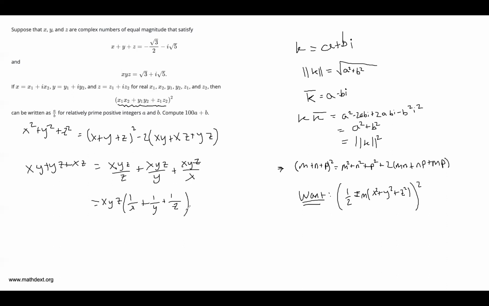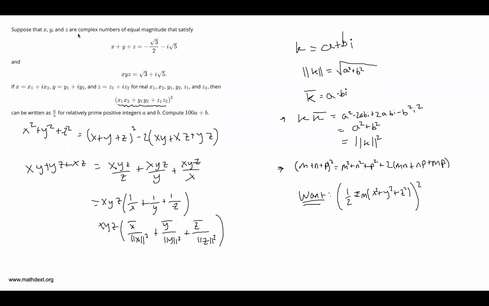And that's where this other formula comes in, right? Because we have 1 over x is going to be equal to the complex conjugate of x over the magnitude of x squared. And then this 1 over y term is going to be the complex conjugate of y over the magnitude of y squared. And then this 1 over z term is going to be the complex conjugate of z over the magnitude of z squared. Right?